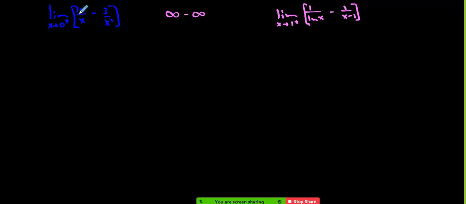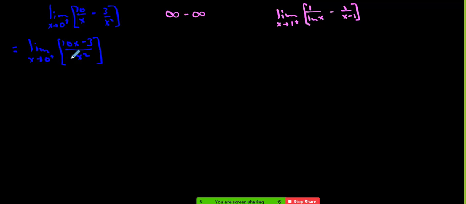So what I want to do is add these fractions, because remember, I need one numerator and one denominator. I'm going to take the limit as x goes to 0, and I get a common denominator, which is x squared. So I've got 10x minus 3 over x squared. Okay? Now, let's see what happens.